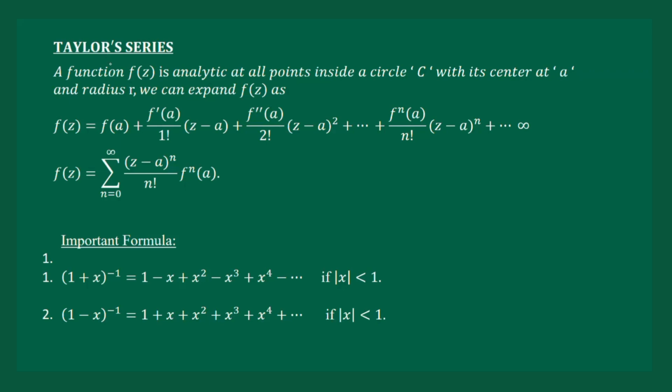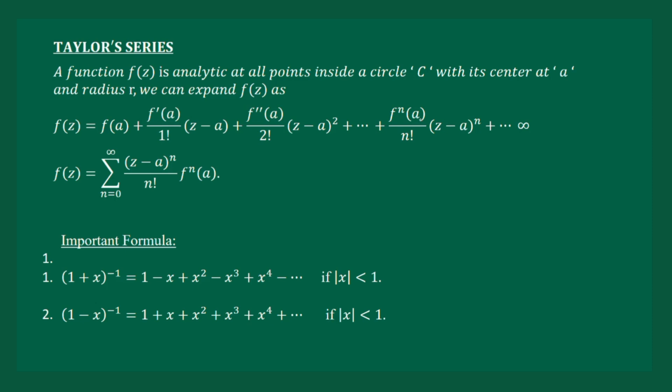Let us see the Taylor series expansion of an analytic function f of z. Here let us consider a function f of z which is analytic at all points inside a circle C with its center at A and radius r. Then we can expand f of z as f of z is equal to f of a plus f dash of a by 1 factorial into z minus a plus f double dash of a by 2 factorial into z minus a whole square. It goes on like this.